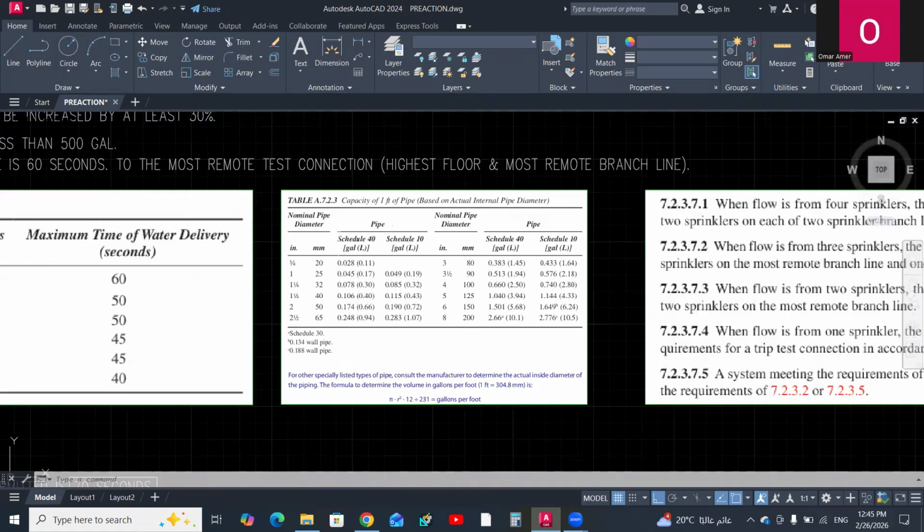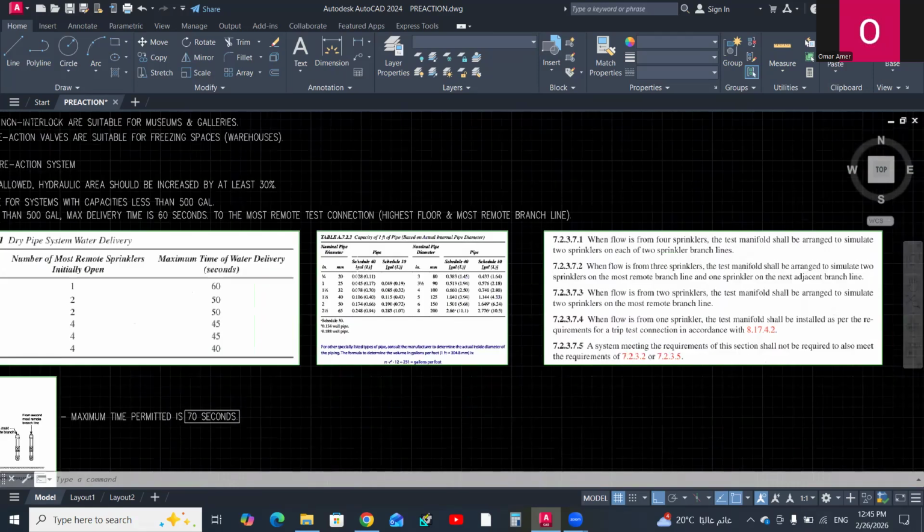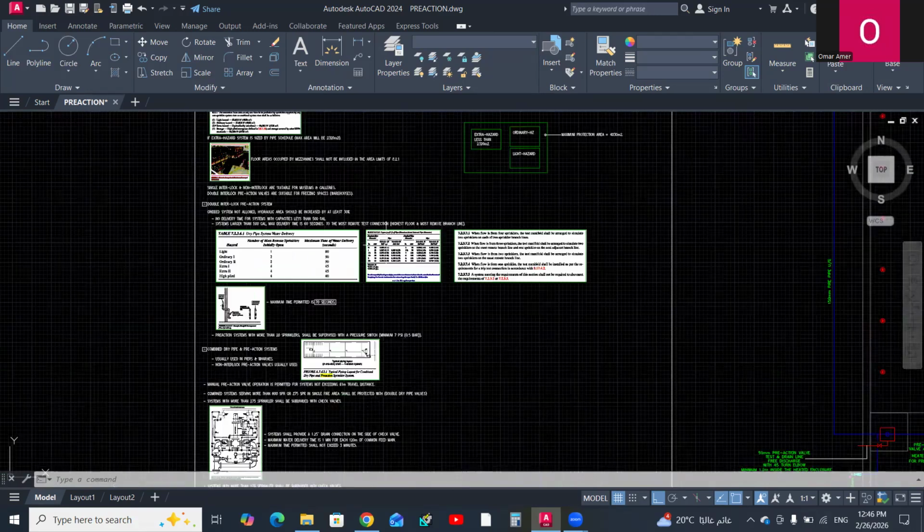You can calculate the capacity of the empty pipes for delivery time calculation according to this table. There is a capacity of 1 foot of pipe based on actual internal pipe diameter or nominal pipe diameters. Here, according to the schedule of the pipe, this is the volume of the pipes or the internal volume of pipes.